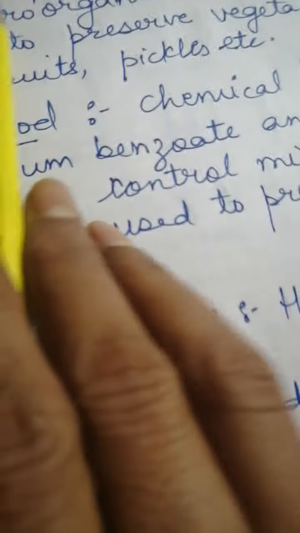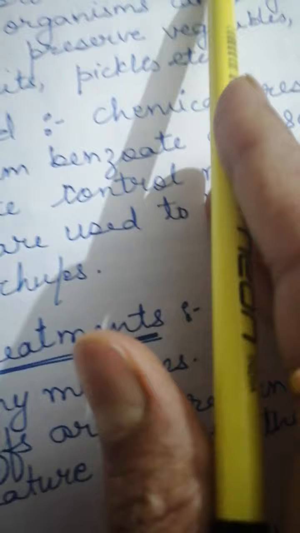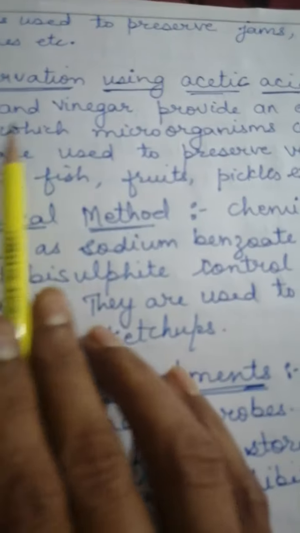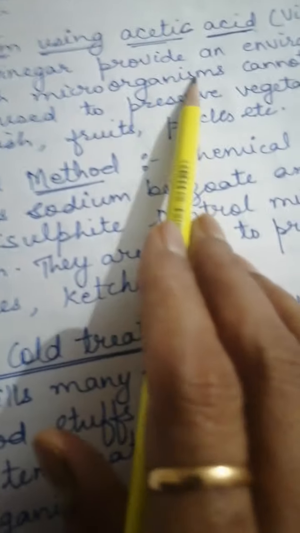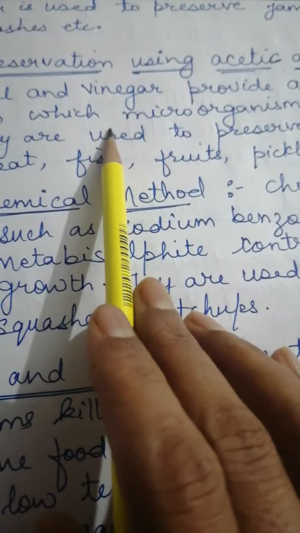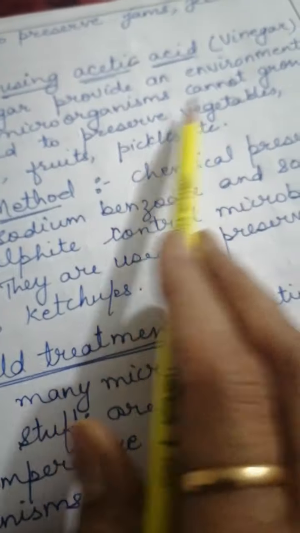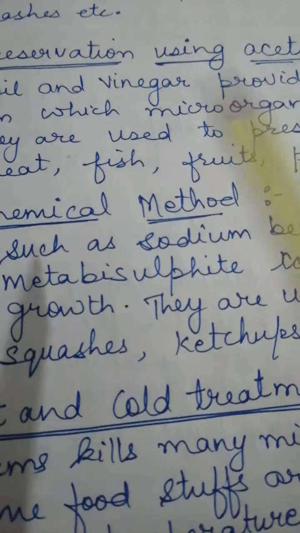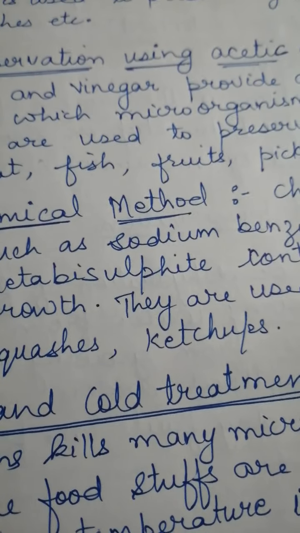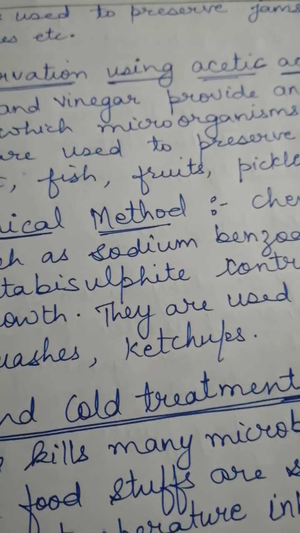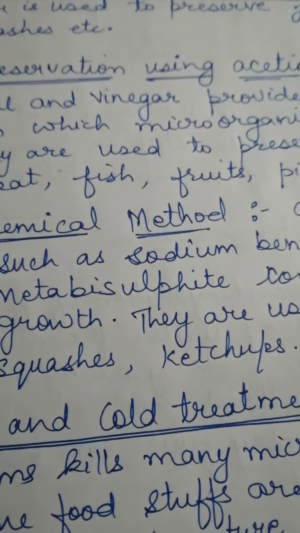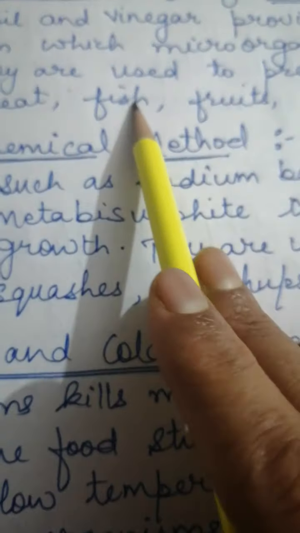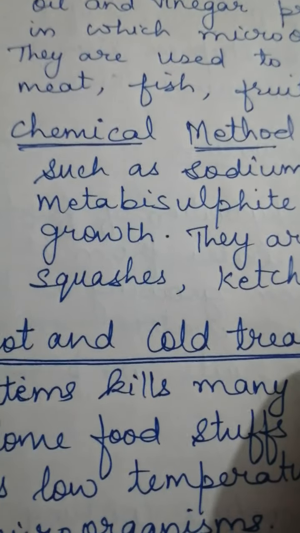Next method is preservation using acetic acid, also known as vinegar. Oil and vinegar provide an environment in which these microorganisms cannot grow, because it will not be possible for them to respire, as oil will form a layer. So it is used to preserve vegetables, meat, fish, fruit, pickles, etc.